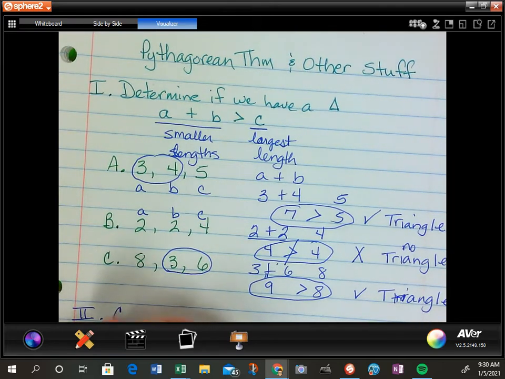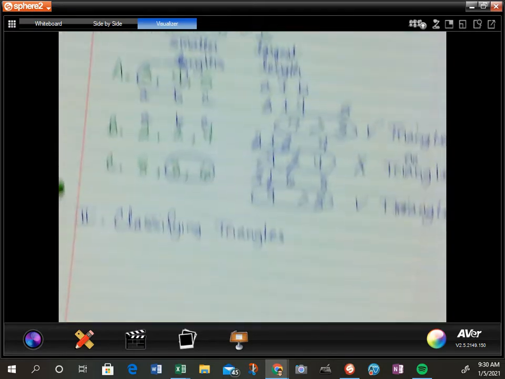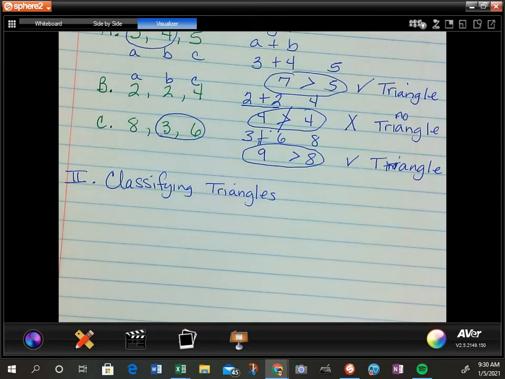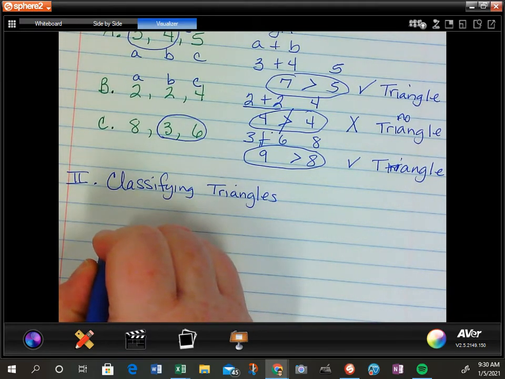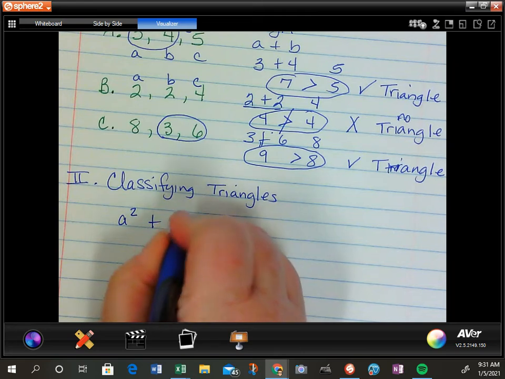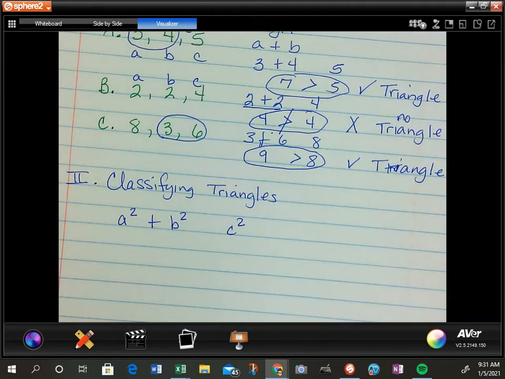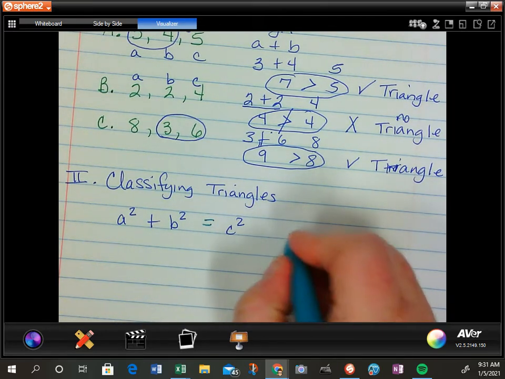Classifying triangles. You're like, we've already done that, Ms. Rogers. Well, yeah, we did that by looking at the shapes, but now we're going to do it by looking at numbers. So this time we're going to use a form of the Pythagorean theorem. So if we have a squared plus b squared and c squared, and they are equal, then I have a right triangle.